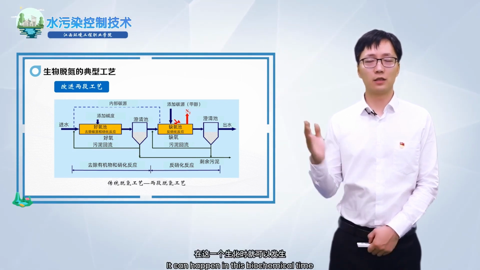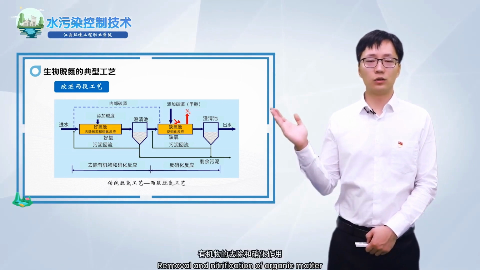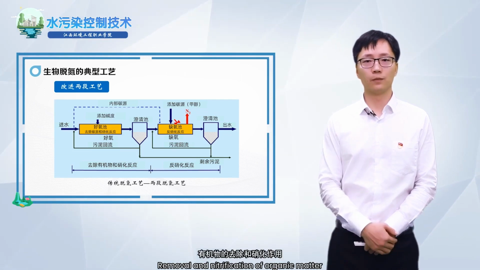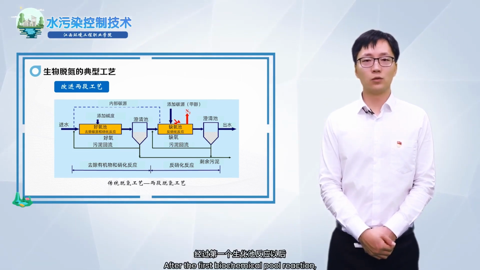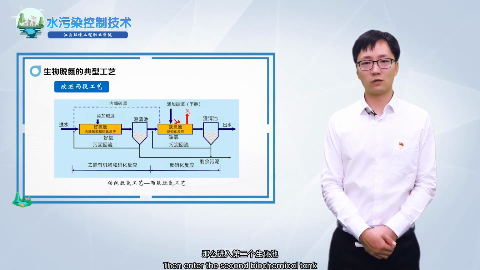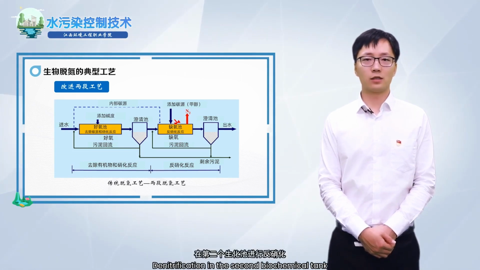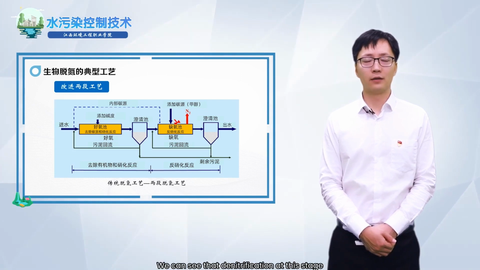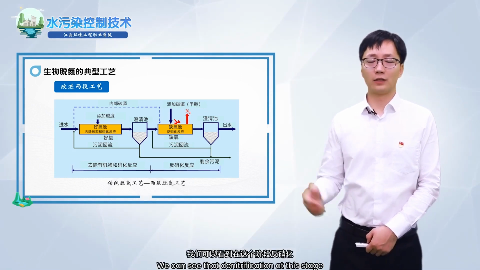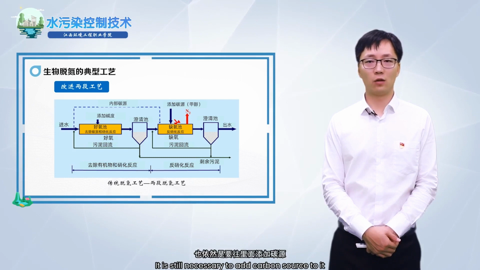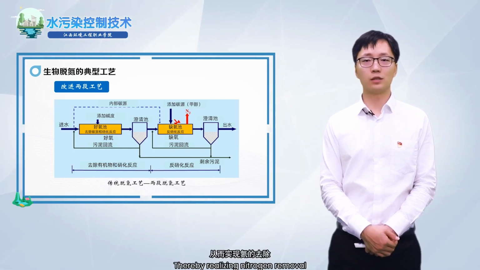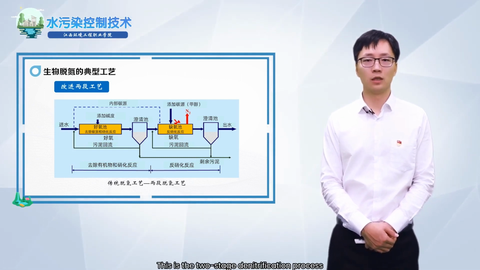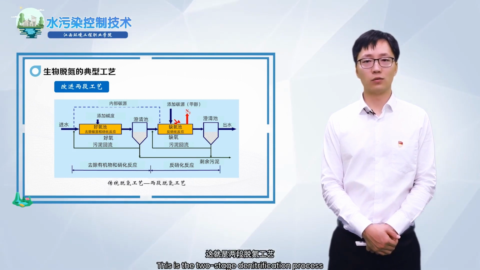Removal of organic matter and nitrification can both happen in this biochemical tank. After the first biochemical pool reaction, the sewage enters the second biochemical tank, where denitrification takes place. We can see that in denitrification at this stage, it is still necessary to add a carbon source, thereby realizing nitrogen removal. This is the 2-stage denitrification process.